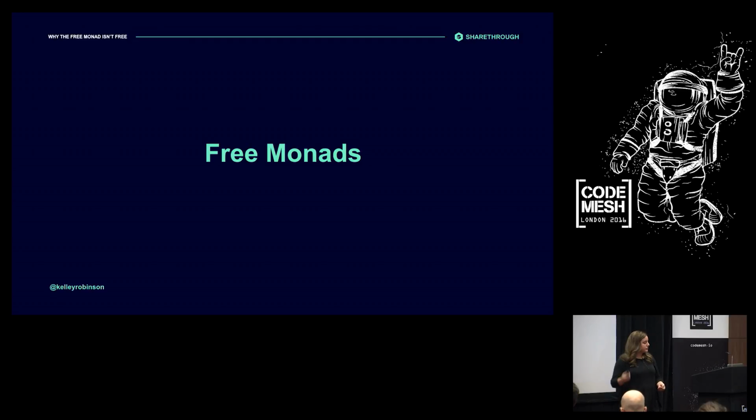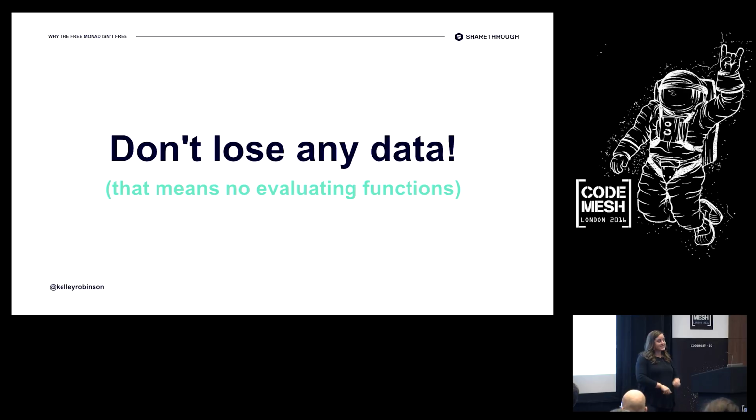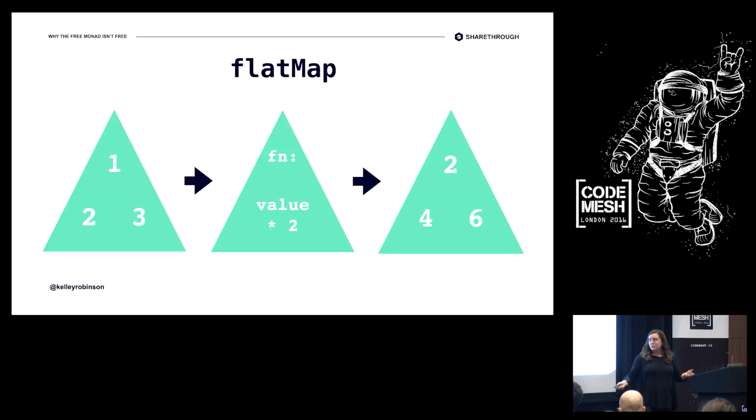So that brings us to free monads. The important thing that we need to remember here is that we can't lose any data as we're flatMapping and chaining operations together. And that means we can't evaluate any of the functions. So if we think about the example we were looking at before, the result here on the right loses information. We don't know what the inputs were, we don't know what the function was, and that makes this not free.